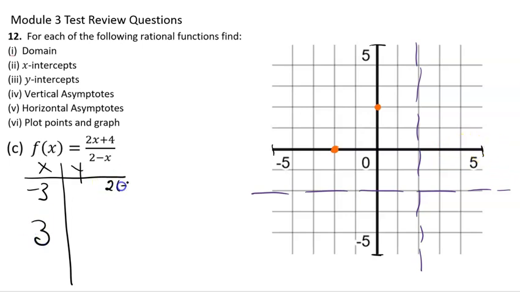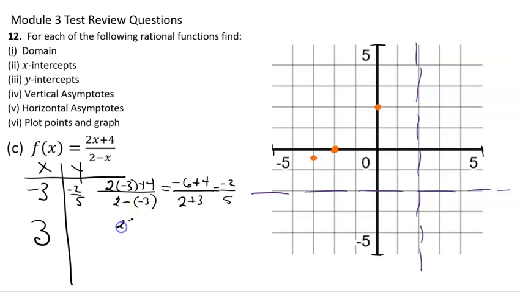Now that's going to be 2 times -3 plus 4 divided by 2 minus, careful here, I almost wrote that incorrectly. It's going to be 2 minus, which is in my formula, and then our function, and then -3 is the value I'm plugging in. So this is -6 plus 4 in the numerator, and 2 plus 3 in the denominator. -6 plus 4 is -2, 2 plus 3 is 5, so -2/5 is what I get when I plug in -3. Let's go ahead and plot it. So -3 and then -2/5. So not quite halfway in the negative direction. Good enough, right? Okay, and let's plug in 3.